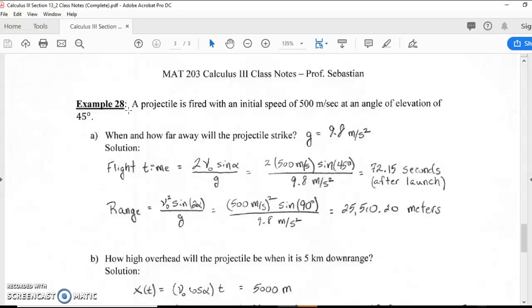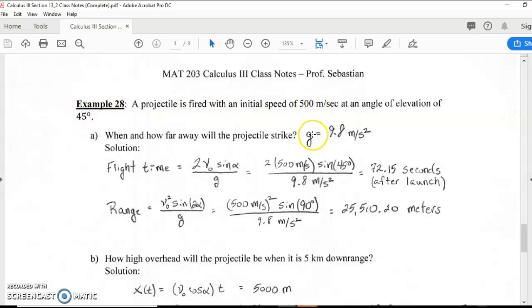So in the last page we talked about where the equations of motion for a projectile come from, and here we'll work through an example. A projectile is fired with an initial speed of 500 meters per second and an angle of elevation of 45 degrees. So that is our alpha here.